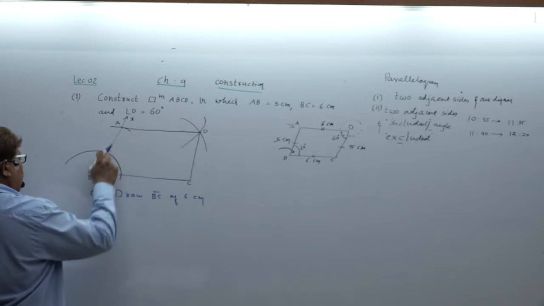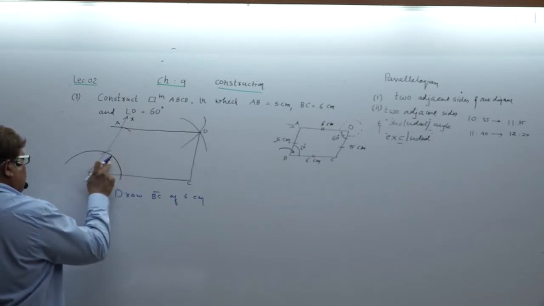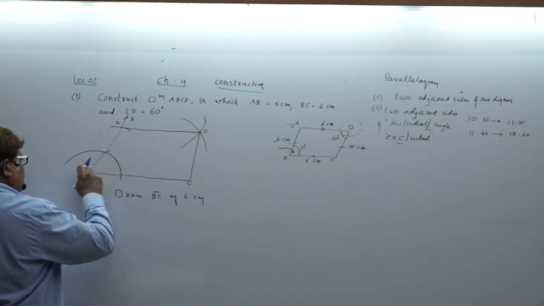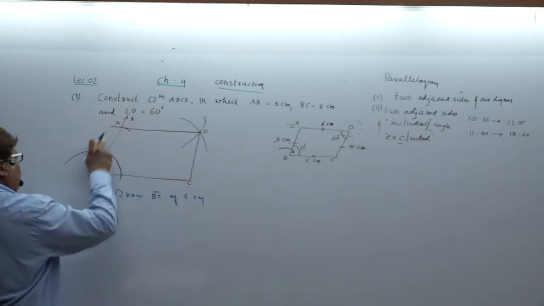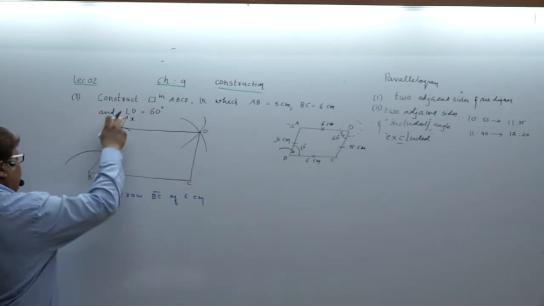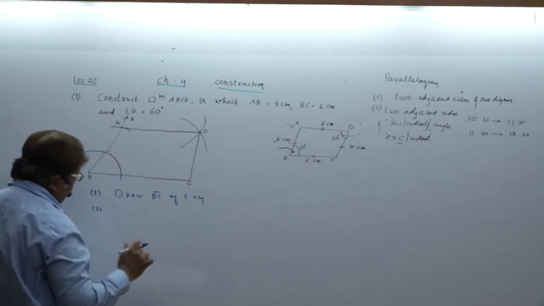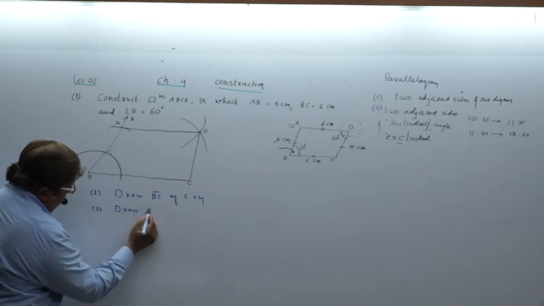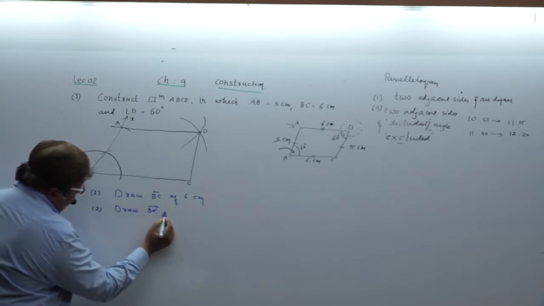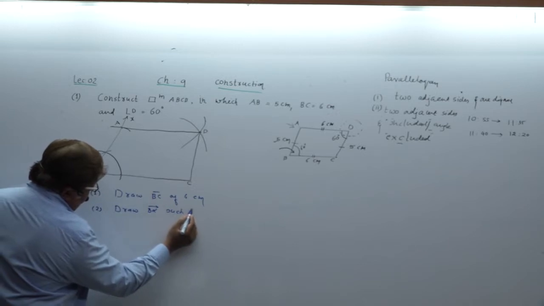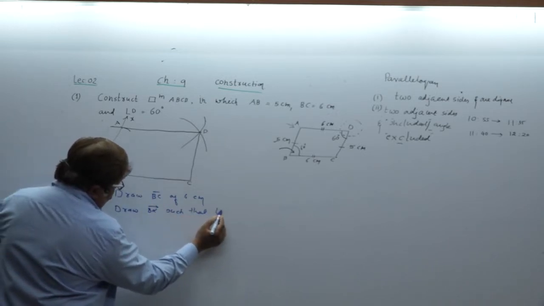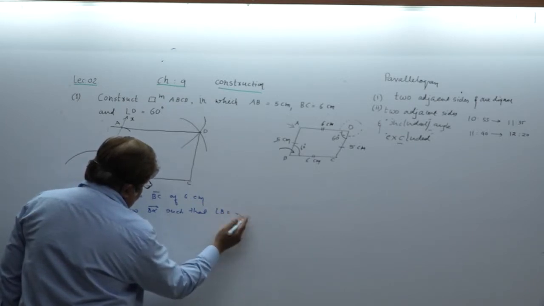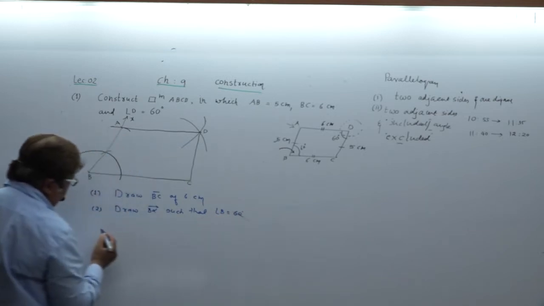Then dear student, as we have constructed here an angle of 60 degree, you just have to mention this particular ray. Okay. So your next step: draw ray BX such that, please note this down, such that angle B equals 60 degree. Okay. This is the second step.